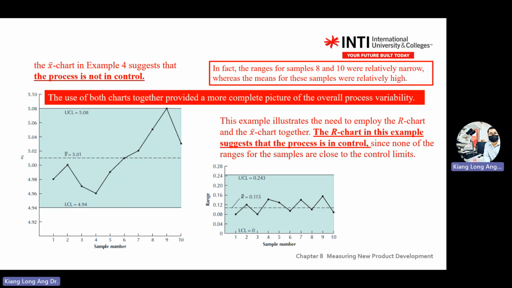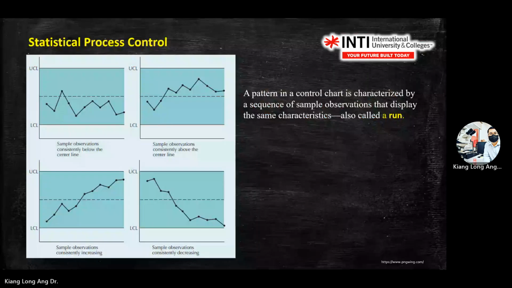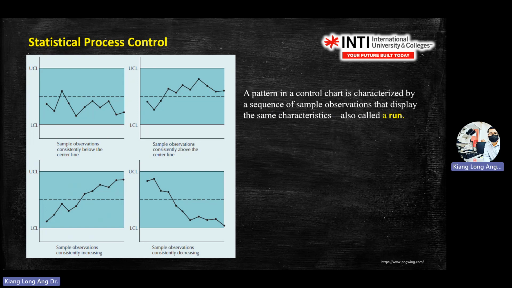So if you put the two charts side by side, you will see what actually happened to the overall process. Then when you discuss the graph, there are four trends. We call a sequence of samples a run. So sample 1 to sample 10 is one run, and there are 1 run, 2 run, 3 run, and 4 run.